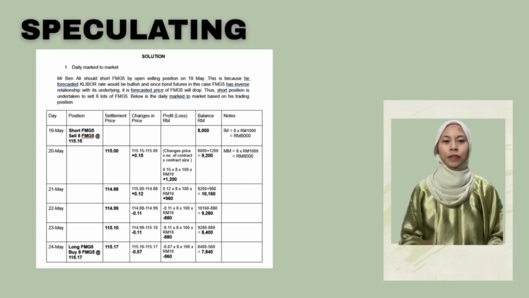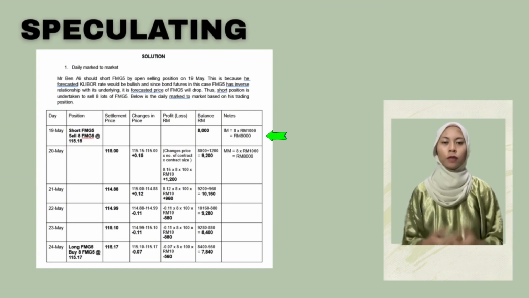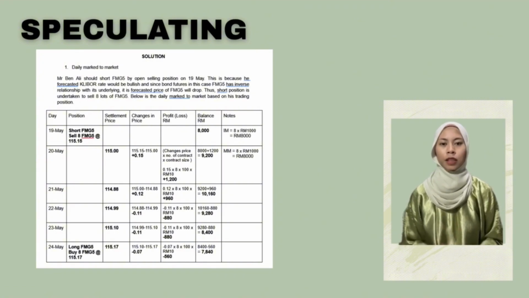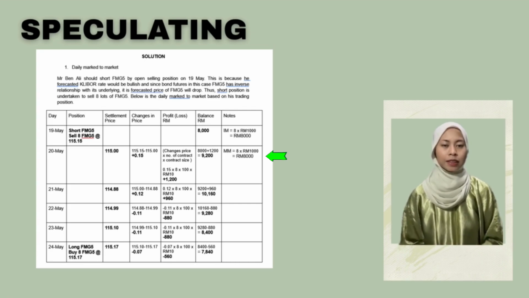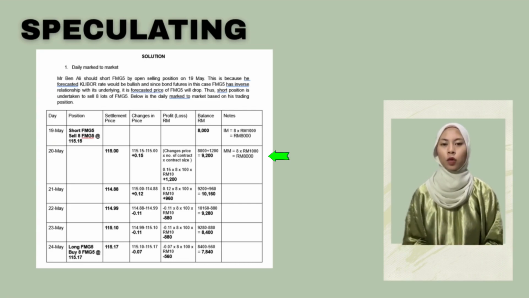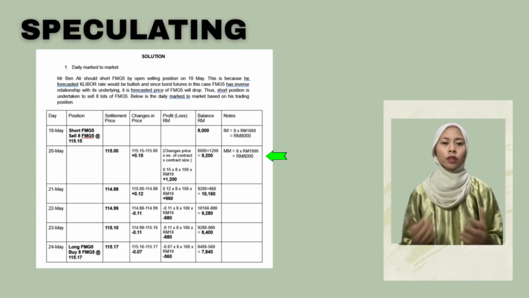Moving on, we go to the first step, which is to calculate the initial margin. The initial margin is 1,000 ringgit Malaysia, so we multiply this by the number of contracts, which is 8, and we get 8,000 ringgit. Next, we calculate the maintenance margin. Since the question mentioned that both the initial and maintenance margin are 1,000 ringgit per contract respectively, the maintenance margin is also 8,000 ringgit Malaysia, multiplying by the 8 contracts.